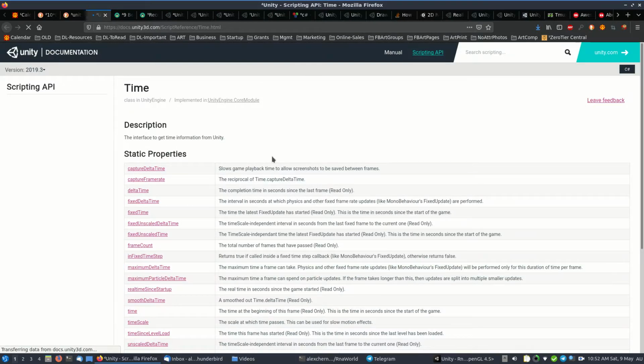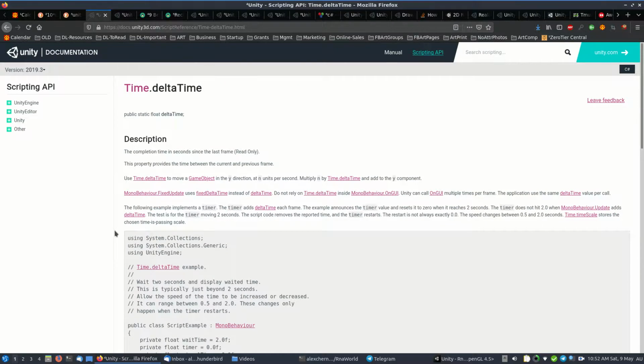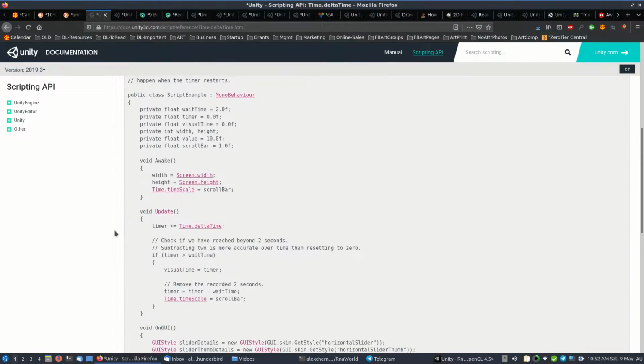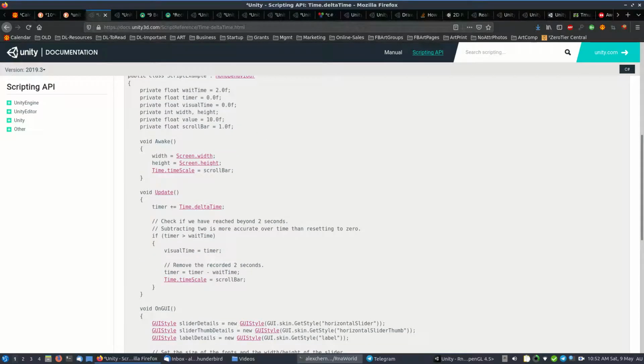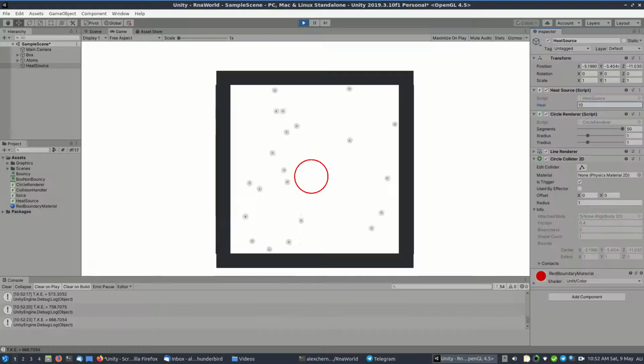I Google everything because I'm working with Unity not all the time. Capture Delta Time shows the clip. I think the one that I need is Delta Time, right? So. Yeah. So it would be Time.deltaTime. Yeah, okay, let's try it.